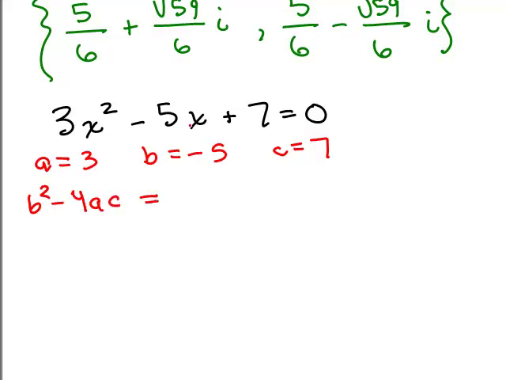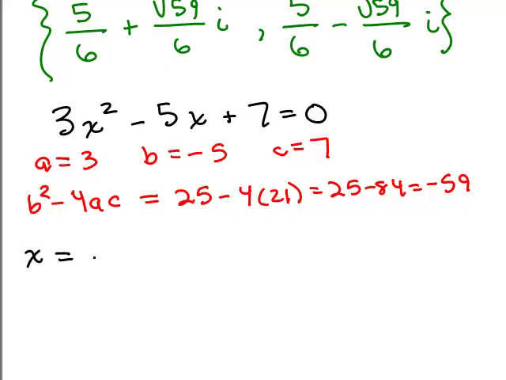So b² will be (−5)², right? So −5 times −5 is 25. Minus 4 times ac. That means a times c. Well, 3 times 7 is 21. So that gives me 25 minus 84, which is −59. So remember, b² − 4ac is what goes underneath the square root in the quadratic formula. So the quadratic formula says the answer is the opposite of b. Okay, since b is −5, that'll just be 5.